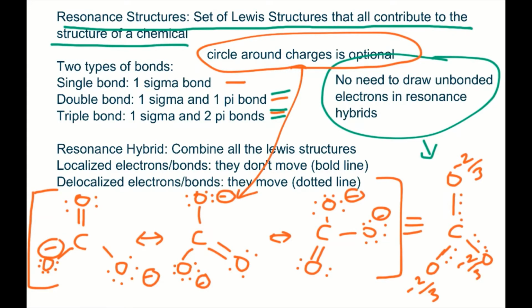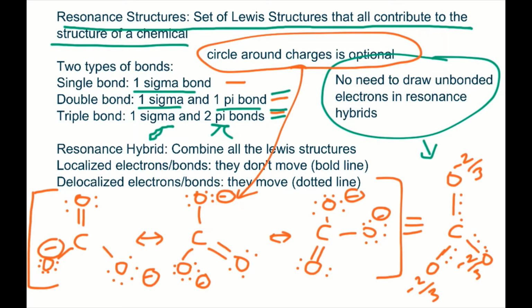Now before we go on, let's talk about two types of bonds. They are the sigma bond and the pi bond. Sigma looks like that and pi looks like that. So in a single bond, there is one sigma bond. In a double bond, there is one sigma bond and one pi bond. So the red bond is the sigma bond, and you could think of the green bond as the pi bond.